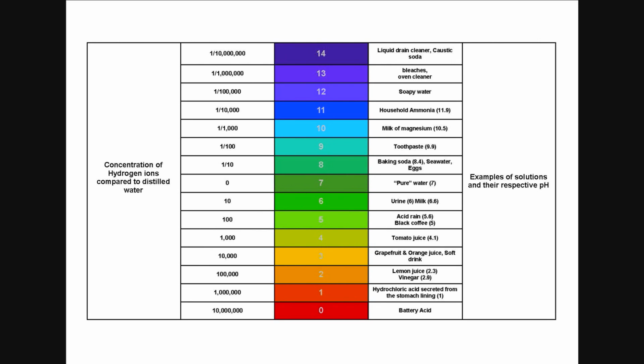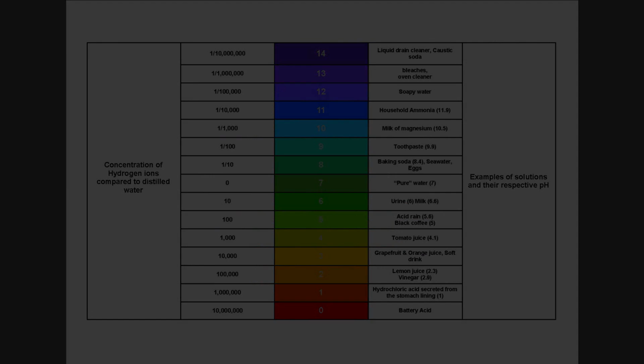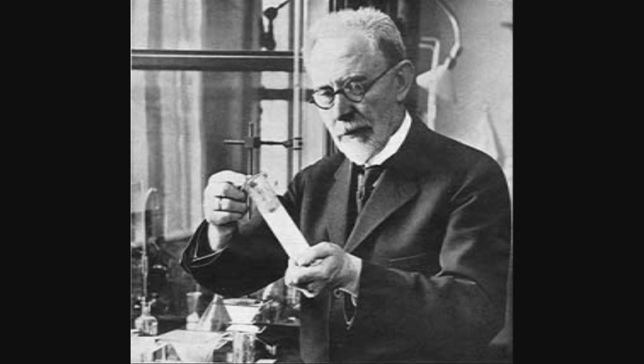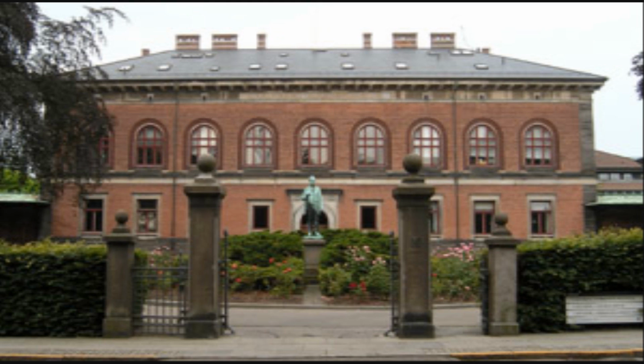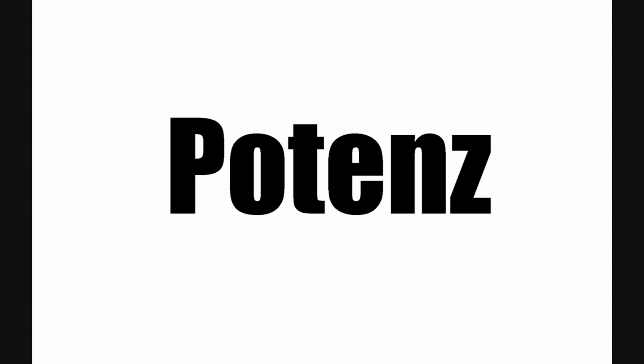The acidity or basicity of a substance is measured by the pH scale. The concept of pH was first introduced by Danish chemist Søren Peter Lauritz Sørensen at the Carlsberg Laboratory in 1909. It is unknown what exactly the P stands for. Some references suggest that P stands for power, others refer to the German word potenz, meaning power in German. Still others refer to potential.